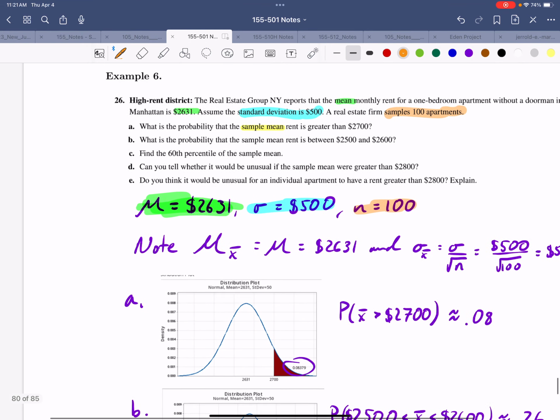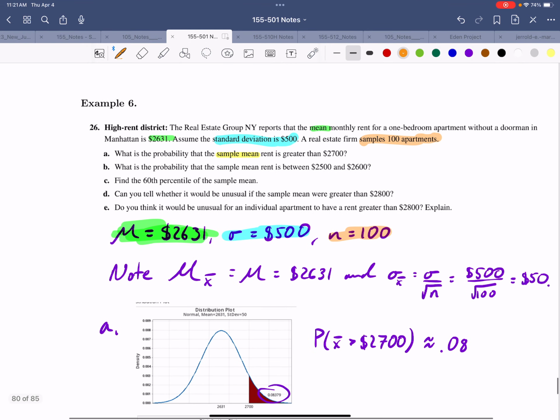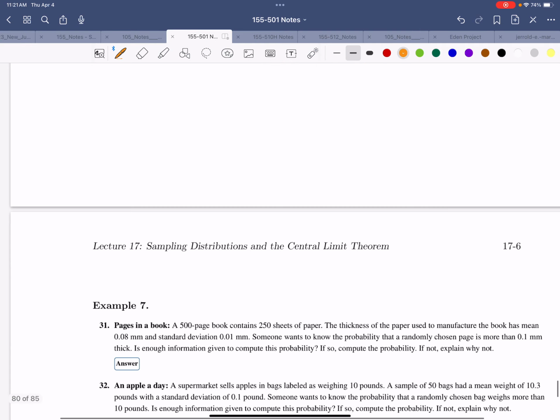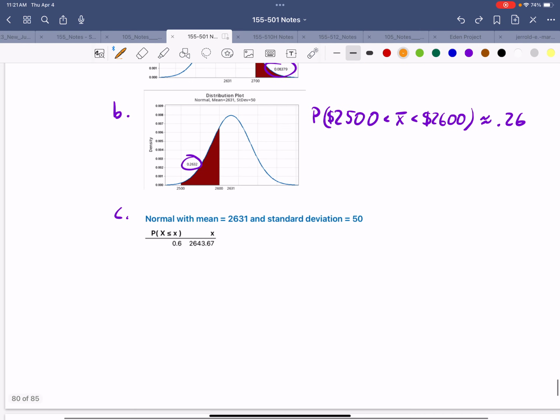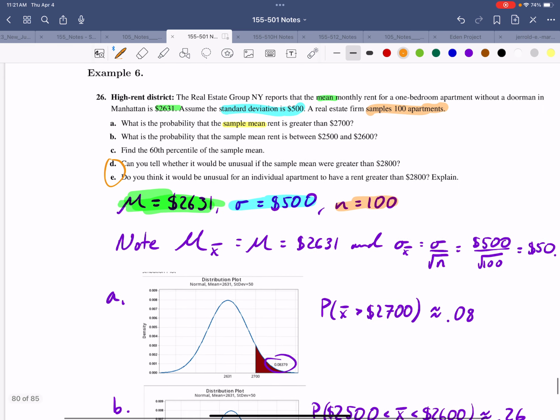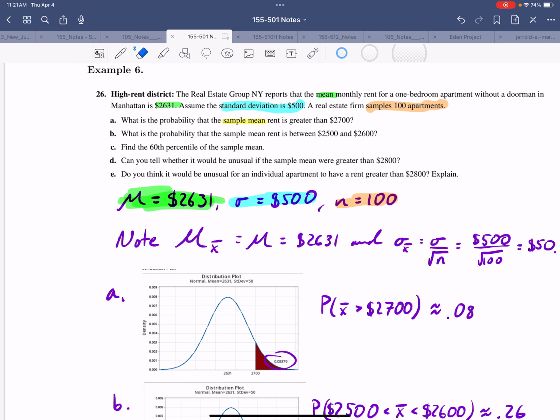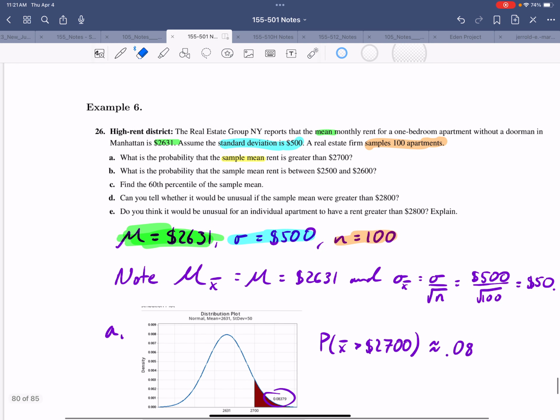Hey everyone, we're going to finish problem 26 and also take a quick look at problems 31 to 32. For part D, it says, can you tell us whether it would be unusual if the sample mean were greater than 2,800? Now the key word here is sample mean, right? Remember the population mean is 2631, the population standard deviation is 500, but the sample standard deviation, remember, is only 50.